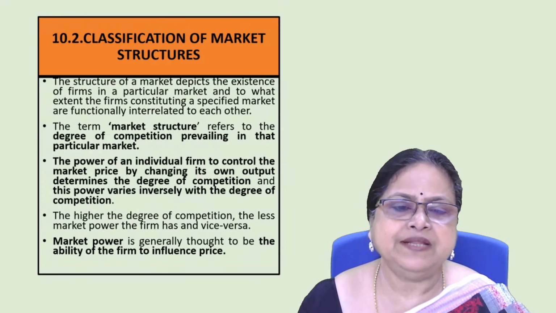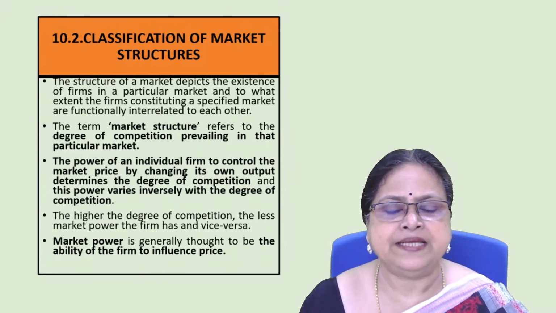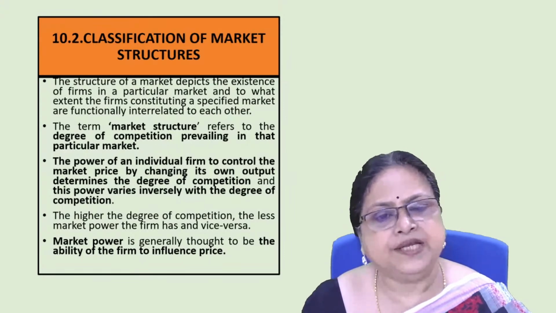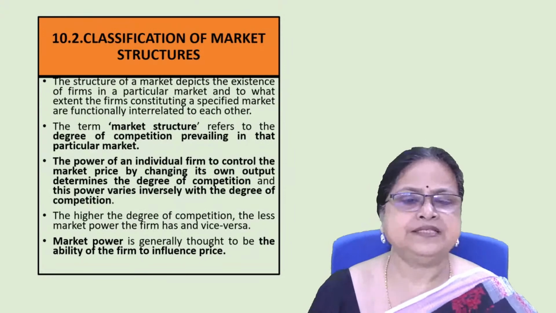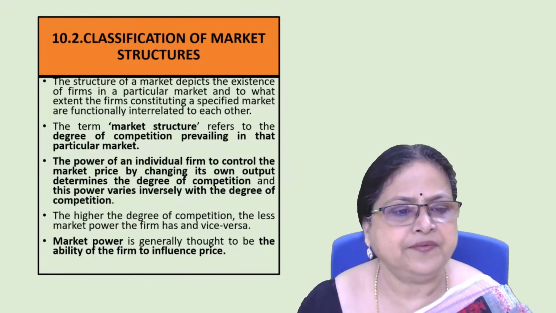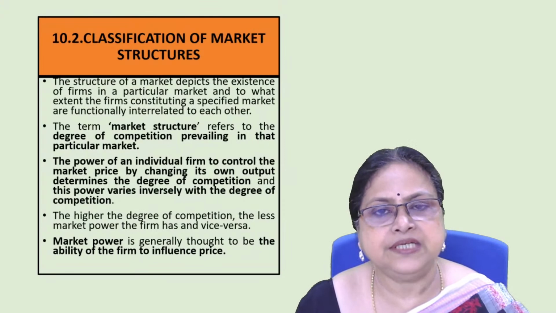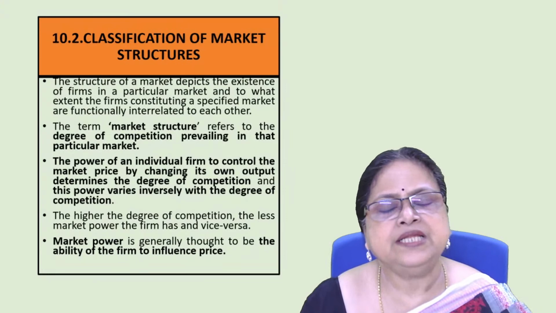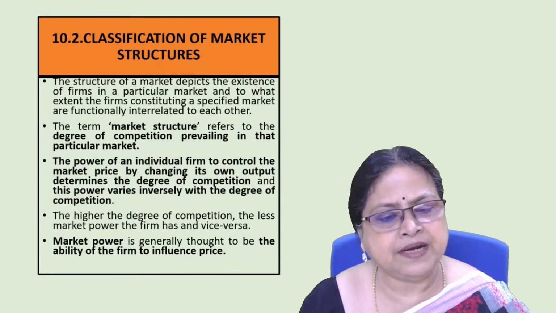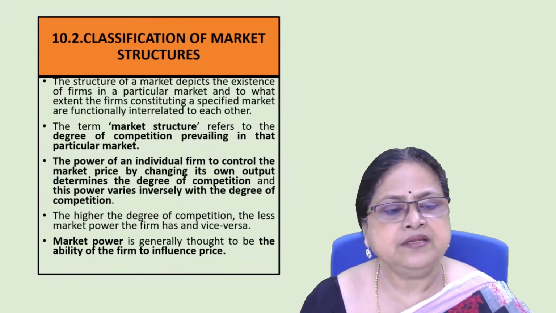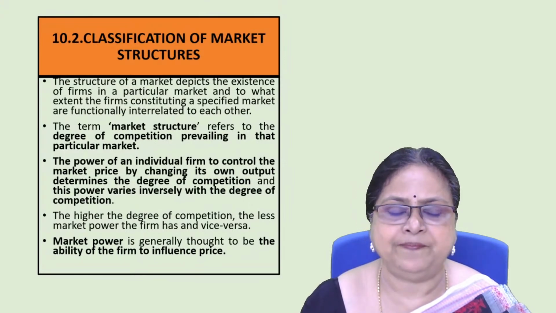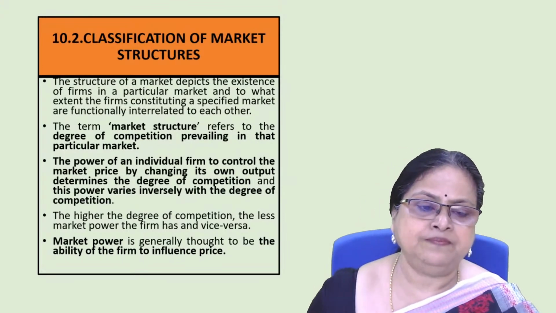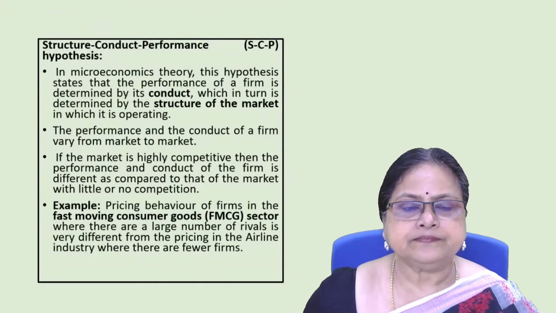So the power of an individual firm to control the market price by changing its own output determines the degree of competition, and this power varies inversely with the degree of competition. That means the higher the degree of competition, the lower is the market power of the firm. And similarly, the lower the degree of competition, the higher is the market power of the firm. Market power is generally thought to be the ability of the firm to influence price.